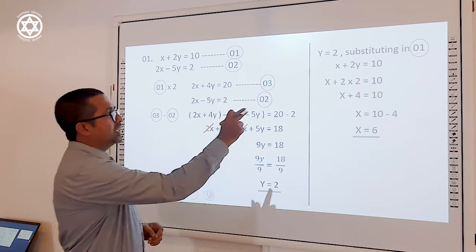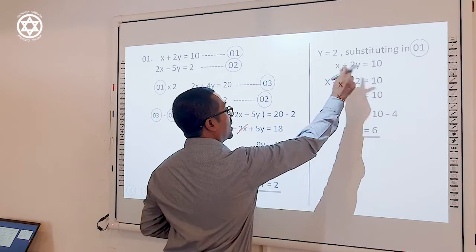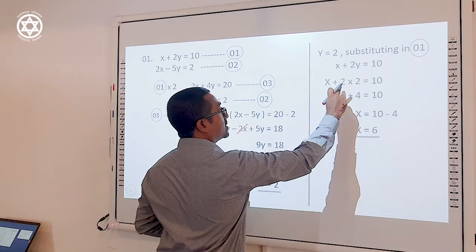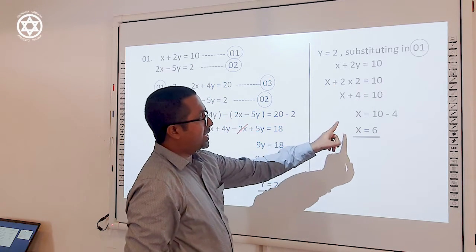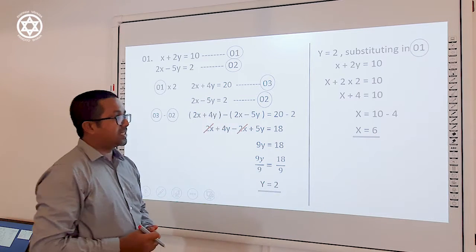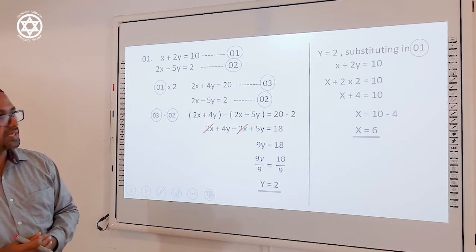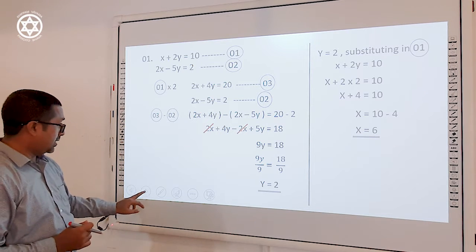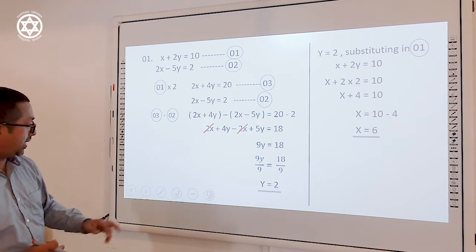Then when we substitute, for y we substitute 2. 2y means 2 multiplied by y, so 2 times 2: x plus 4 equals 10. When making x the subject, the value of x is 10 minus 4, which equals 6. Okay, I think you can understand this first example. We already discussed this type of equations when you were in grade 10.